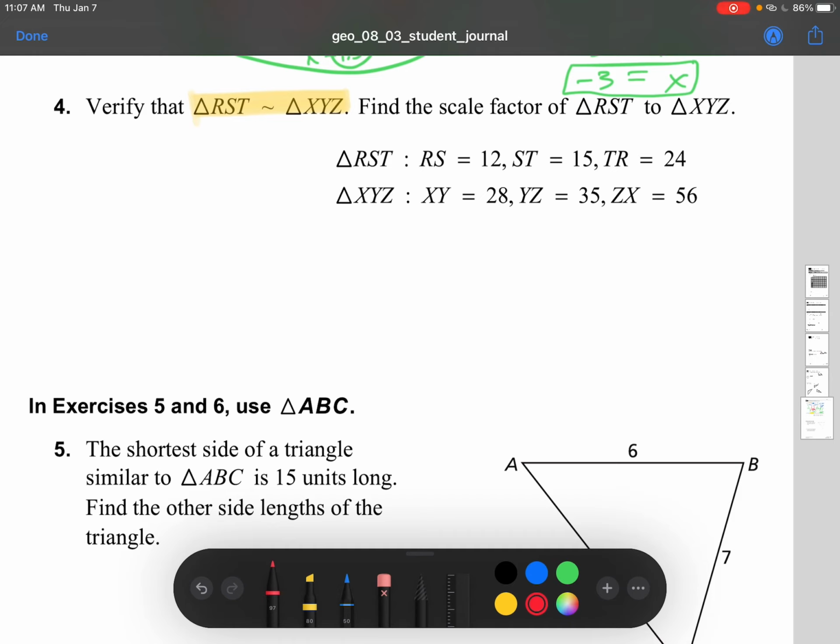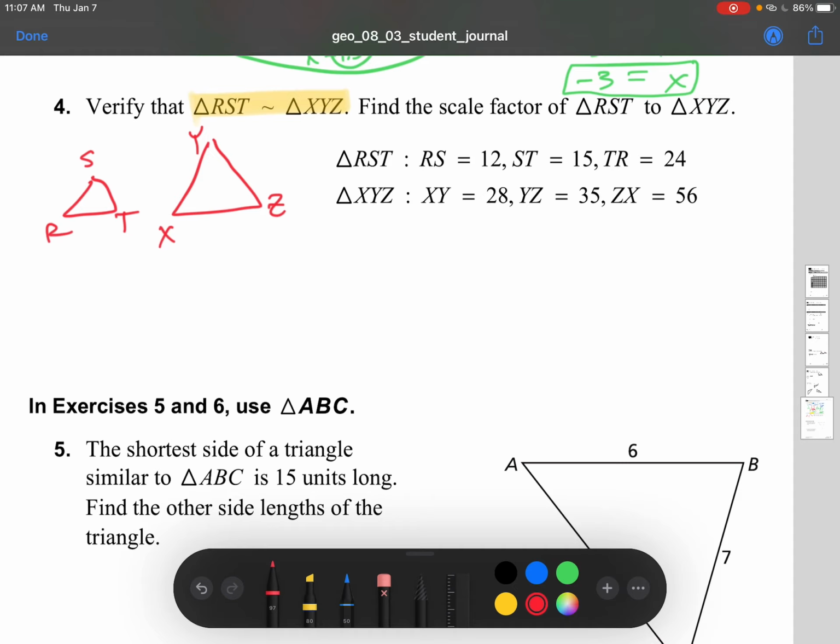If I look at triangle RST, I see the measurements are 12, 15, 24. If I look at the triangle XYZ, I see the measurements are all bigger, 28, 35, and 56. So I'm just going to make a little sketch here. This is going to be triangle RST. It's not drawn to scale. And then this is going to be triangle XYZ. Again, not drawn to scale.